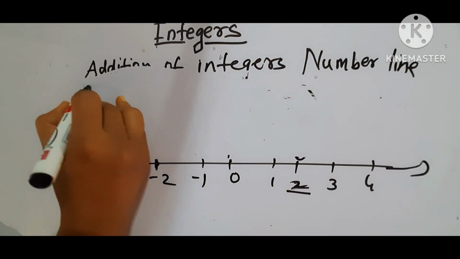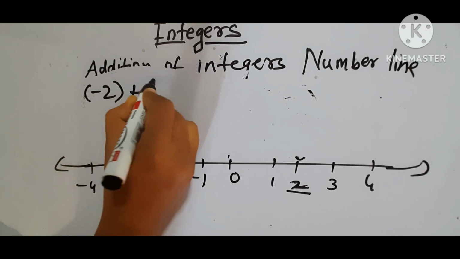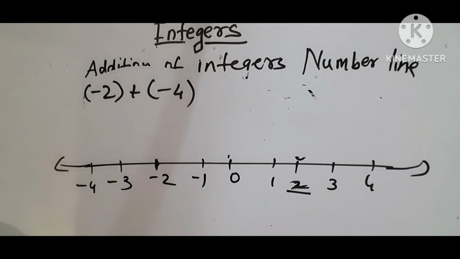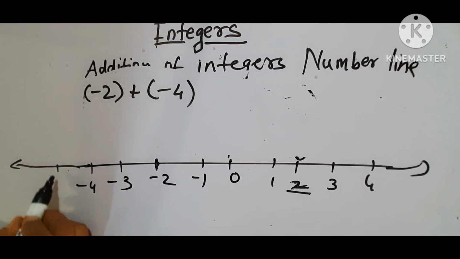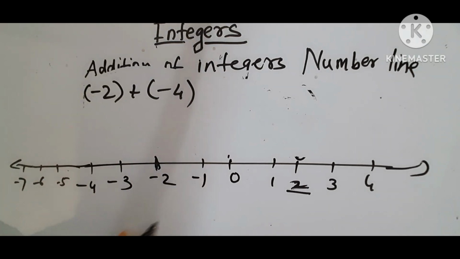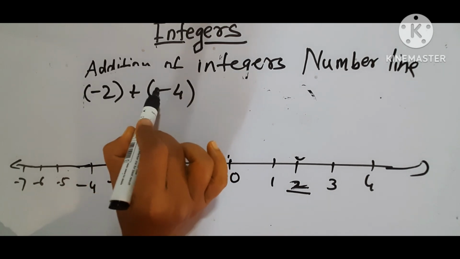Okay, suppose we have the number minus 2 plus minus 4. Now the first thing we'll do, we'll spot minus 2 here. We'll extend our number line because it might go a bit further: minus 5, minus 6, minus 7. Okay, so first we have spotted minus 2. Now here it is minus 4.